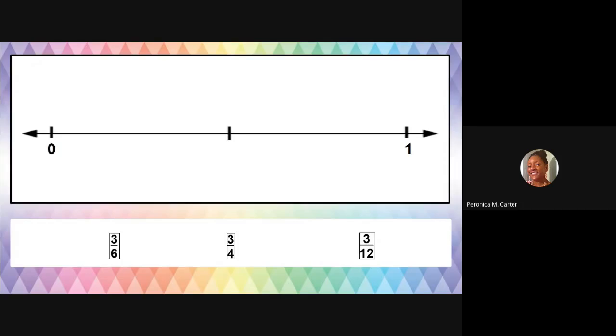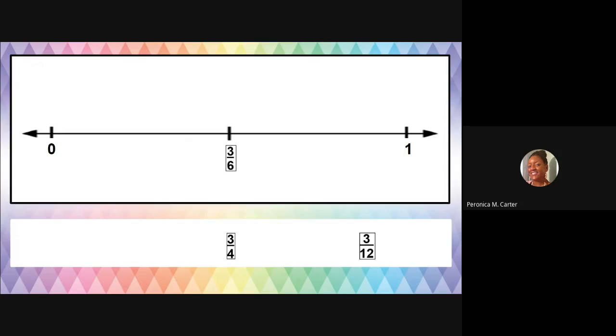What do we know about 3/6? We already know that 3/6, 3 is half of 6. So 3/6 is equal to a half. So let's see where that goes. That's what we expected, correct? Yes. All right, so now let's look at the next fraction, 3/4.